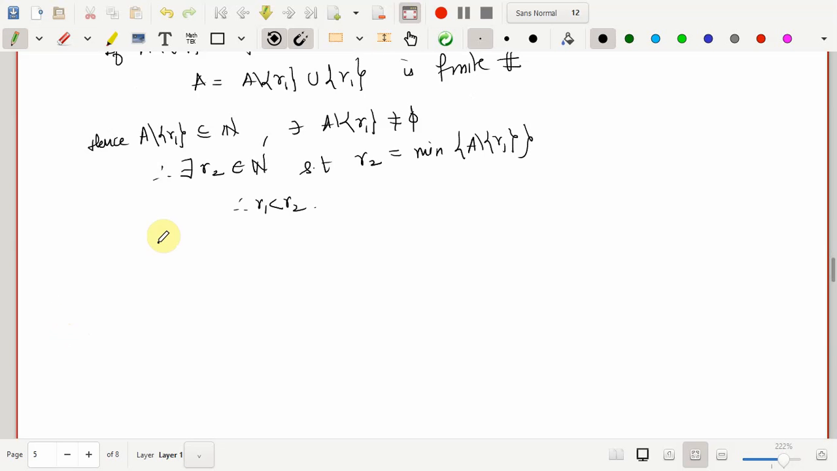Since it's an infinite set, we have to keep on doing this process inductively. So for each n in N, we have Rn, which will be the minimum of A difference R1, R2, till Rn minus 1.